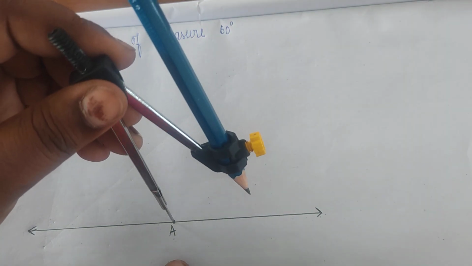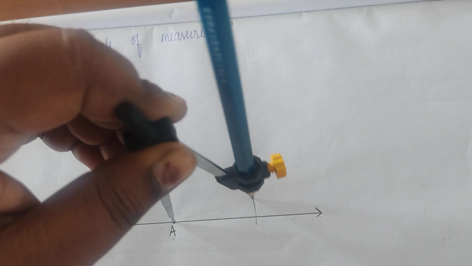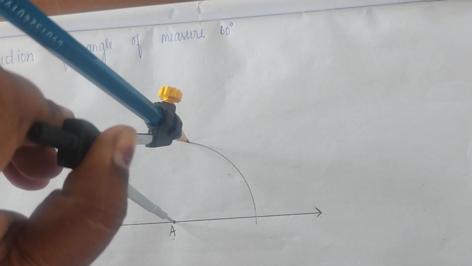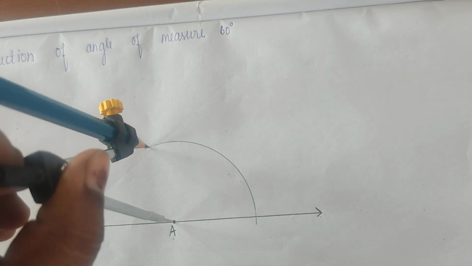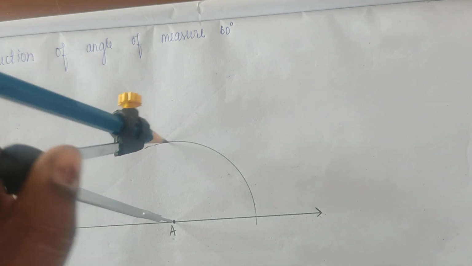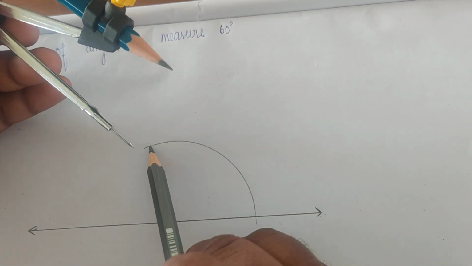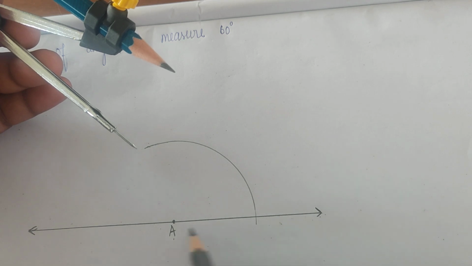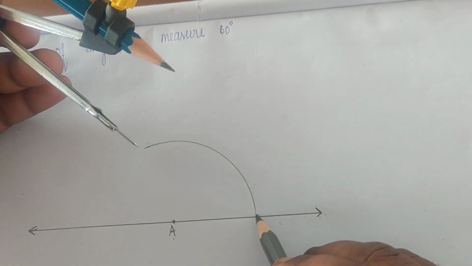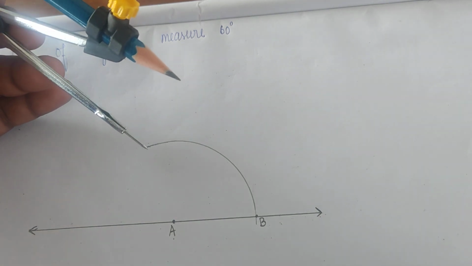With A as center, draw an arc. Okay, drawing an arc. Okay, students. So this arc meets the line. This arc meets the line. This point is called B. This point is called B.